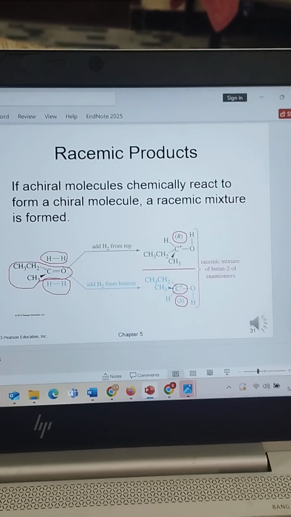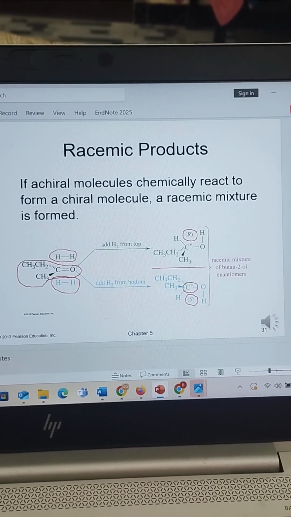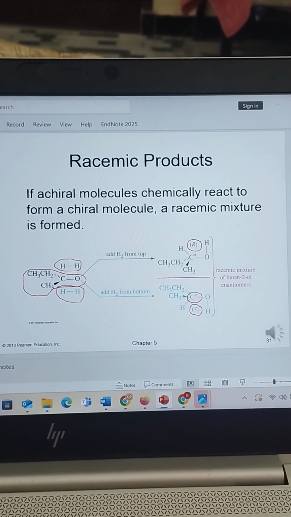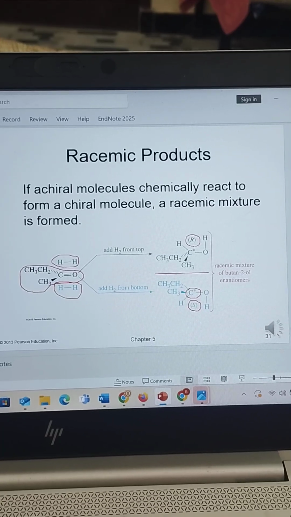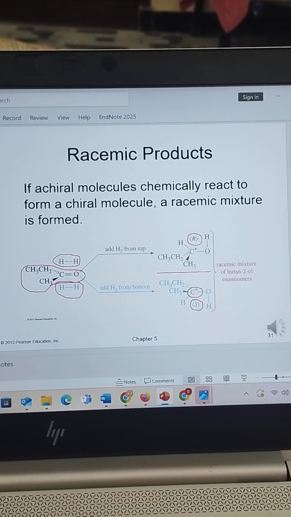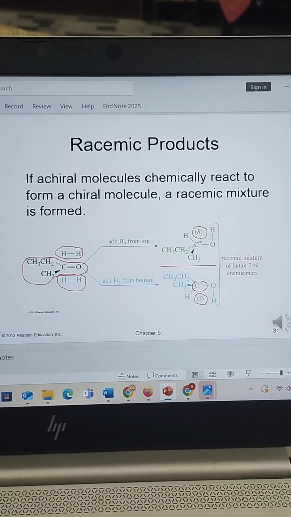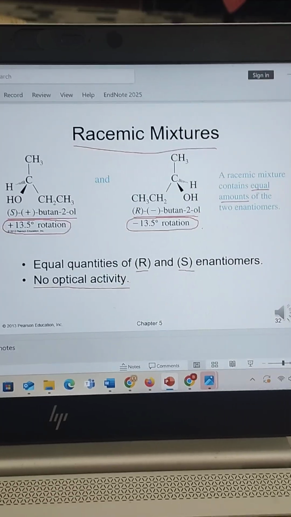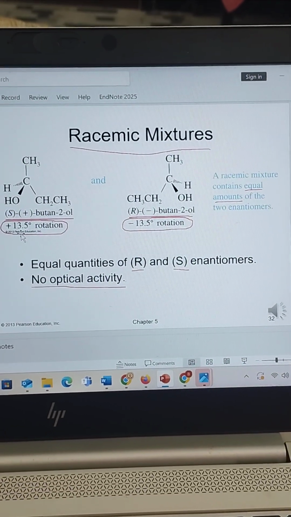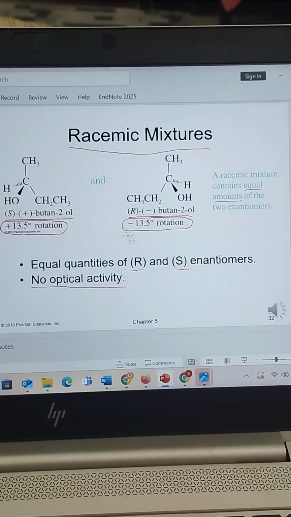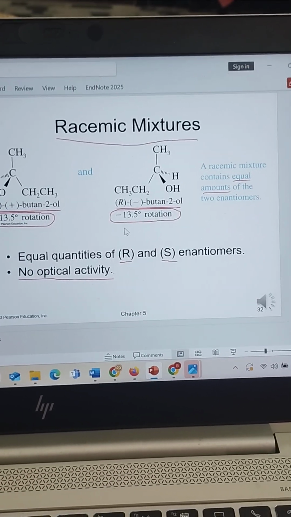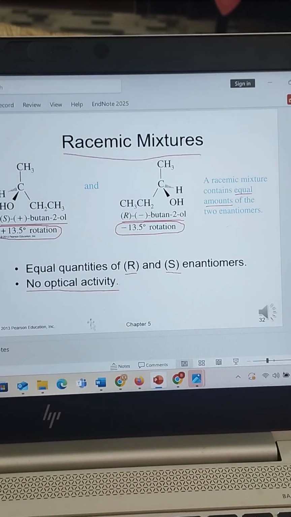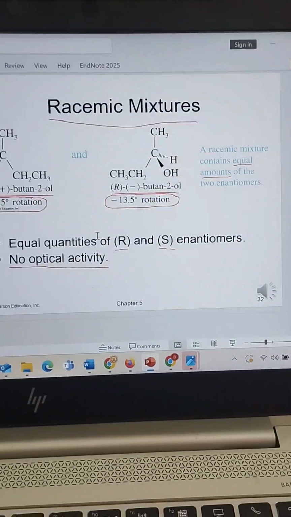Racemic products are those which contain 50% of the R and 50% of the S. Although both are chiral, in a racemic mixture the whole mixture would be achiral, because it contains 50% R and 50% S. So this is called a racemic mixture. This is an example: one is rotating in the plus 13.5 direction, and the other is rotating the polarimeter light towards the minus 13.5 direction, so they cancel the effect of each other, and we will not observe any optical activity because it contains the 50-50% ratio.